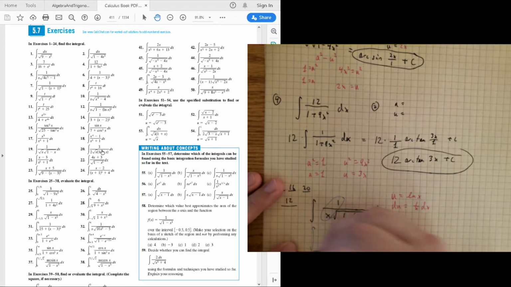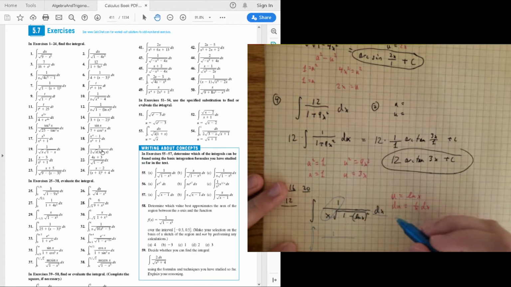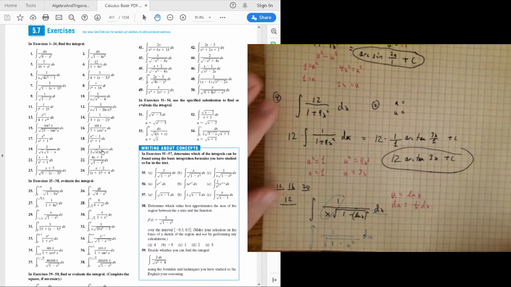This becomes the integral of 1 over, the 1 over x and the dx are going to be absorbed in du. The ln of x is going to become a u, so we have the integral of 1 over the square root of 1 minus u squared du.